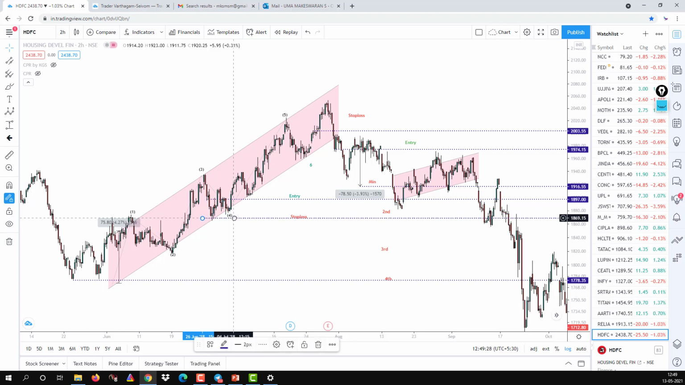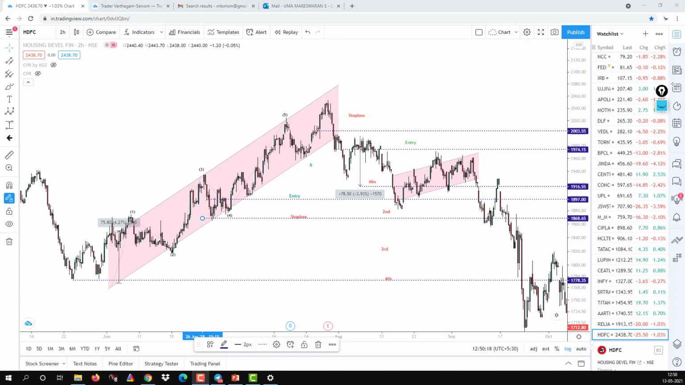So whenever you are making entry inside the channel, your stop loss should be outside the channel, and whenever you are taking the entry outside the channel, your stop loss should be inside the channel. See, in here, if you take entry here, your stop loss should be inside the channel, so that the price will not get hit. If you place the stop loss here, it is very near to the price movement, so there is a chance to get hit.